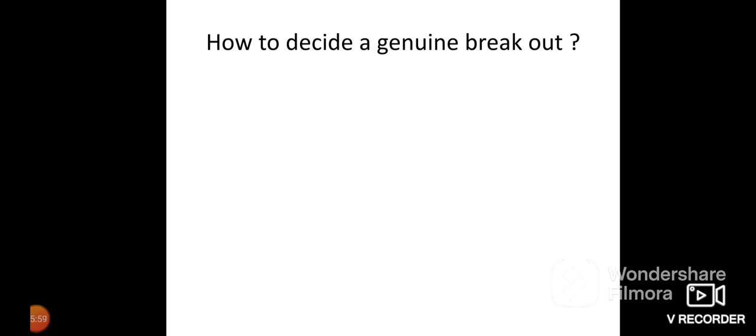And what a proper breakout is, we are going to see in the next video, and we'll see how exactly to decide what we mean by a genuine breakout. In the next video we are going to discuss that.